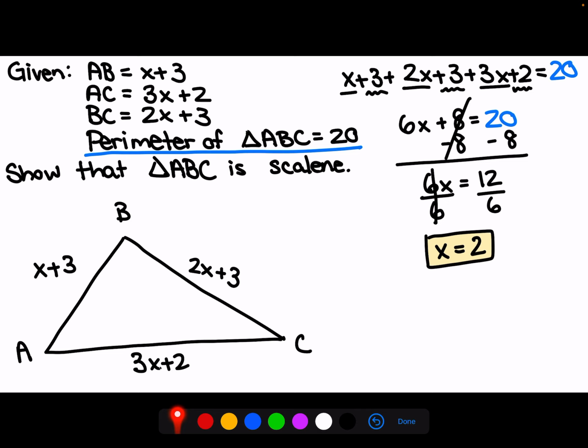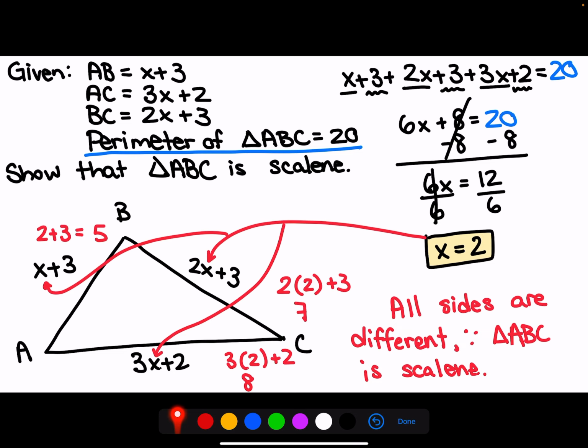Well, if I want to show that triangle ABC is scalene, what do I need to do? Well, I would need to show that each side is not congruent. And to do that, I would need to plug x back in. So plugging x back in, I get side length AB is 5, side length BC is 7, and side length AC is 8. And since none of these numbers are the same, they're all different, triangle ABC is scalene.